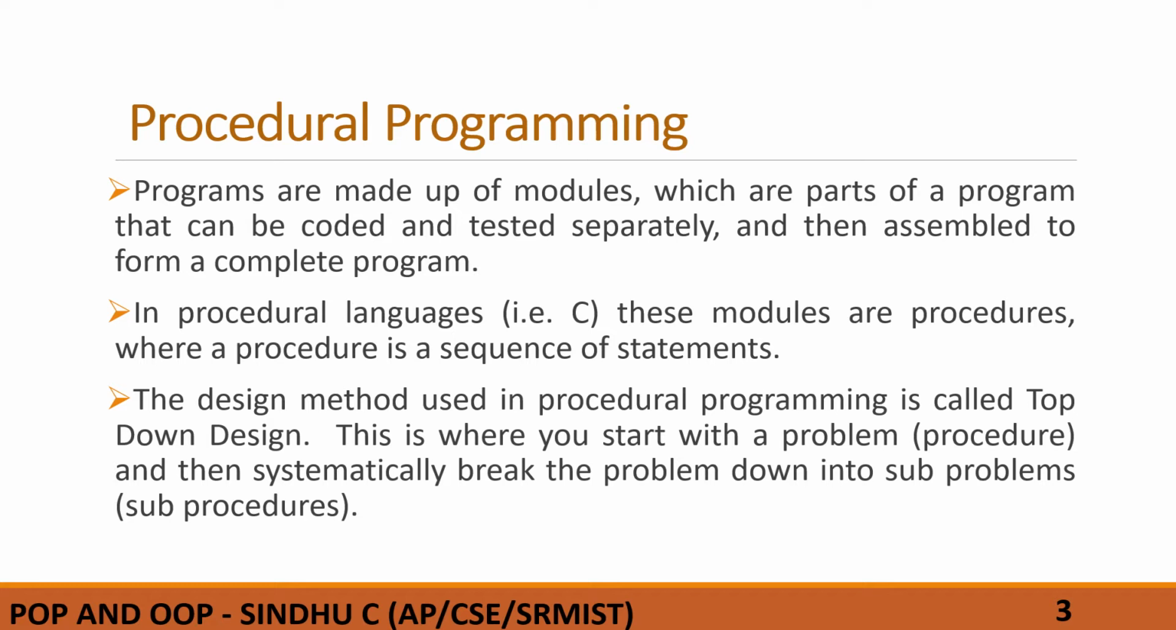The design method generally used in procedural programming, as I told you, is called the top-down design or top-down approach. Here, generally, we start with the main function, and then from there we call the sub-procedures or the sub-functions, whatever is necessary. Finally, all the calls are reverted back to the main function, and with the main function, the program ends.